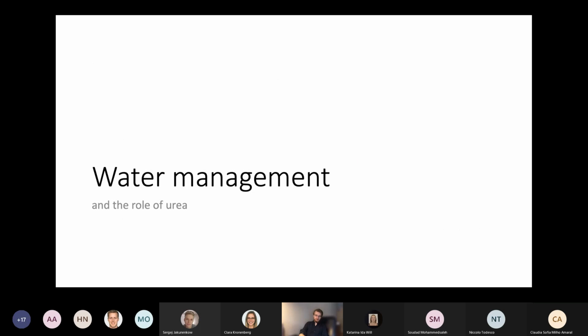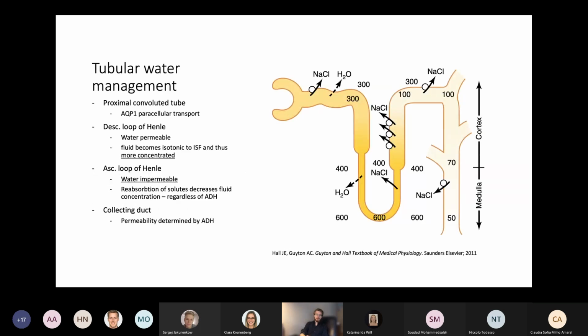Let's discuss water management. Tubular water management looks as follows. I said that the proximal convoluted tubule is permeable to water thanks to the export of especially sodium chloride, and water is simply going to follow by paracellular transport and aquaporin 1. In the descending loop of Henle, the descending loop of Henle is water permeable. As the loop of Henle descends into the medulla, the osmolarity surrounding it is going to increase. Because it's freely permeable, the osmolarity in both interstitium and inside the tubule is going to equalize.